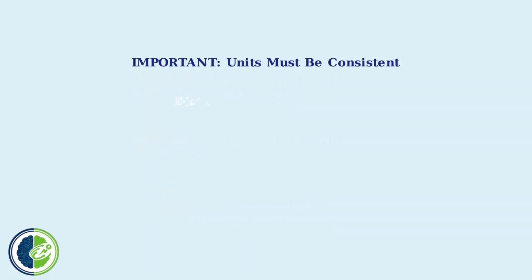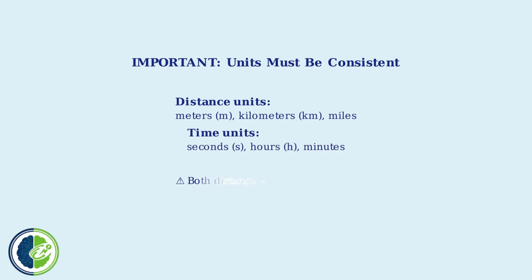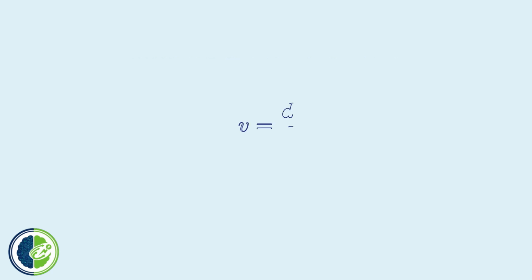Here's something crucial to remember. Your units must be consistent. When measuring distance, you can use meters, kilometers, or miles. For time, you can use seconds, hours, or minutes. The key is that both distance and time must use the same system of units. So remember, velocity equals distance divided by time. This fundamental formula connects how fast something moves with how far it goes and how long it takes.